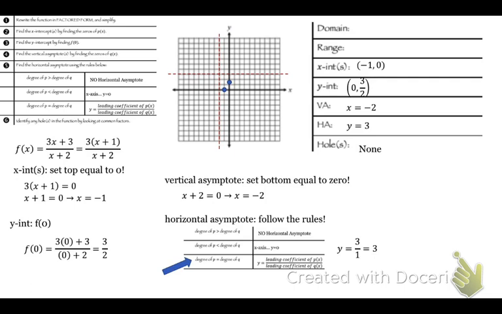And then again, from my points that I have graphed here, I know that it's going to be on the right bottom quadrant, and then the kitty corner, so the top left quadrant. Okay, my domain here, negative infinity to negative 2, and then negative 2 to infinity. My range, negative infinity to 3, and then 3 to infinity.